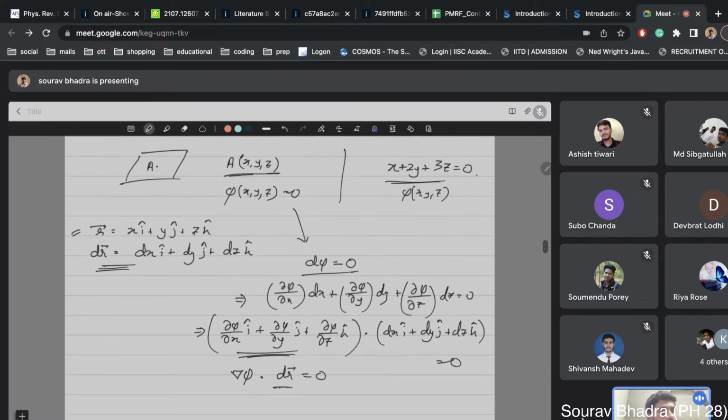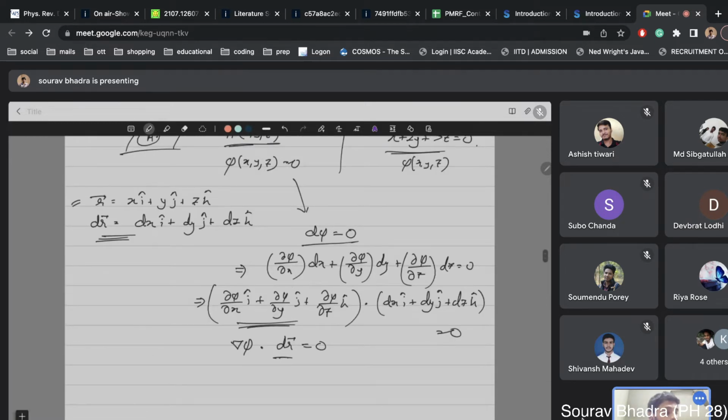Now dr was the displacement from this particular point A, so dr lies on the plane of the phi surface. So grad phi dot dr equals 0, which means grad phi is always perpendicular to dr. It is a property of the dot product: there will be cos theta, and theta is 90 degrees.